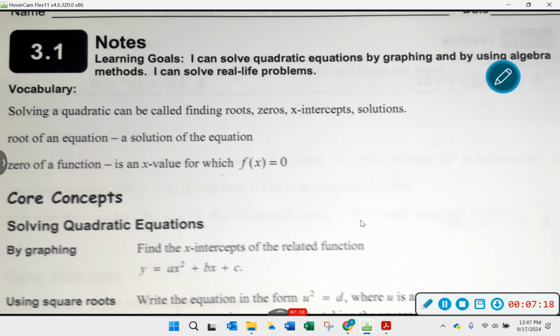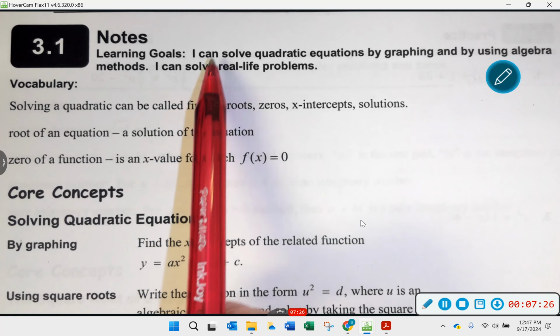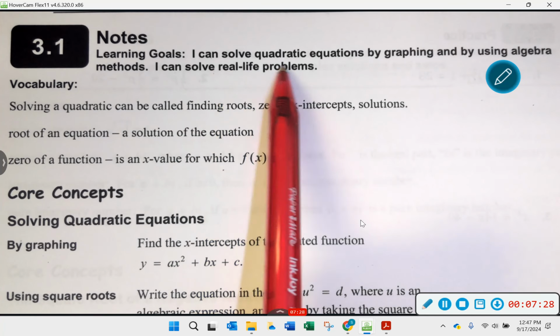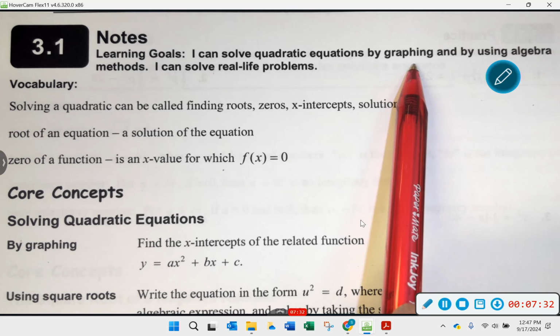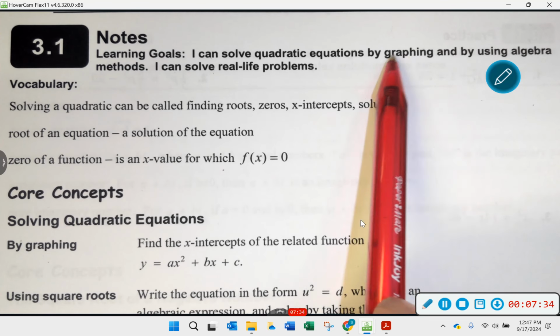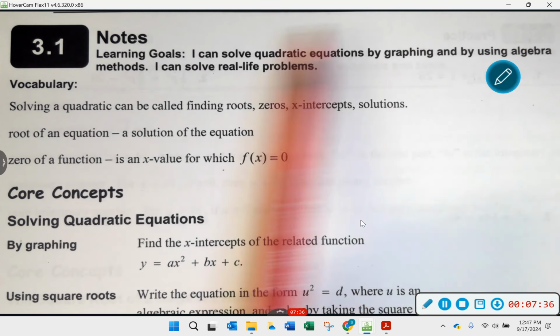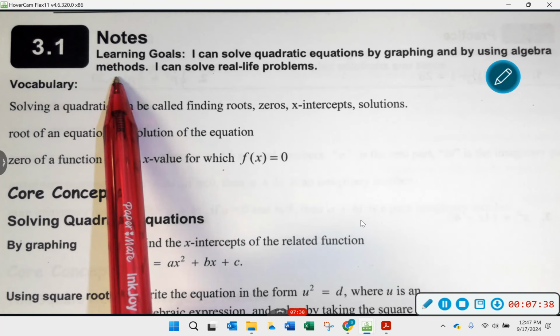All right. So as you're getting that into your Google Drive, I'm just going to go over the learning goals. We want to be able to solve quadratic equations by graphing, which I just showed you. We're not going to do that much anymore. That's a good way to check. Also by using algebra methods such as factoring.